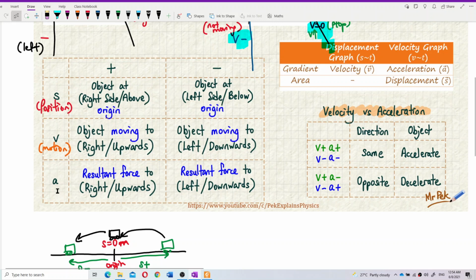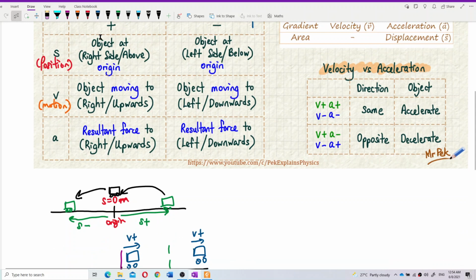And then acceleration is more to the resultant force. Why do we refer acceleration to resultant force? Because of the formula: total F equal to ma. So the direction of the acceleration always follows the direction of the resultant force.